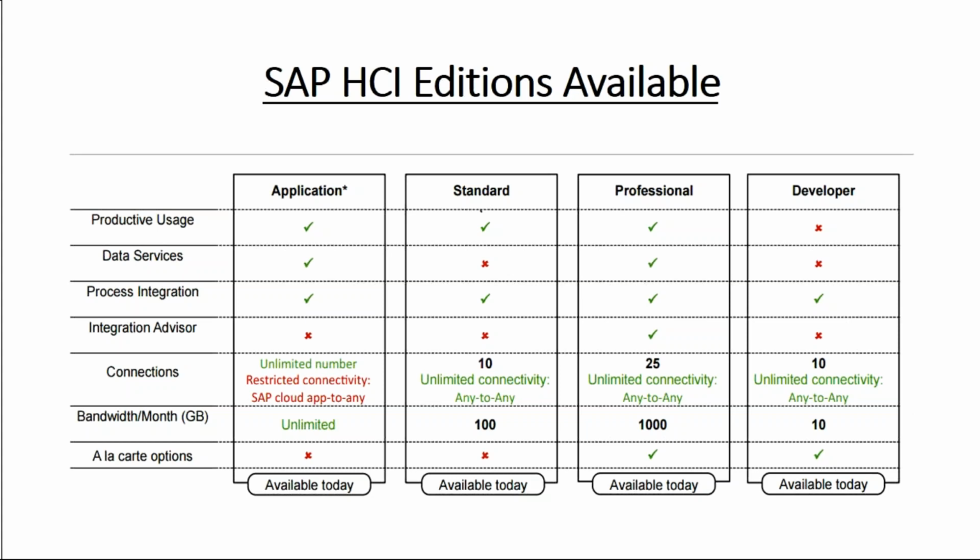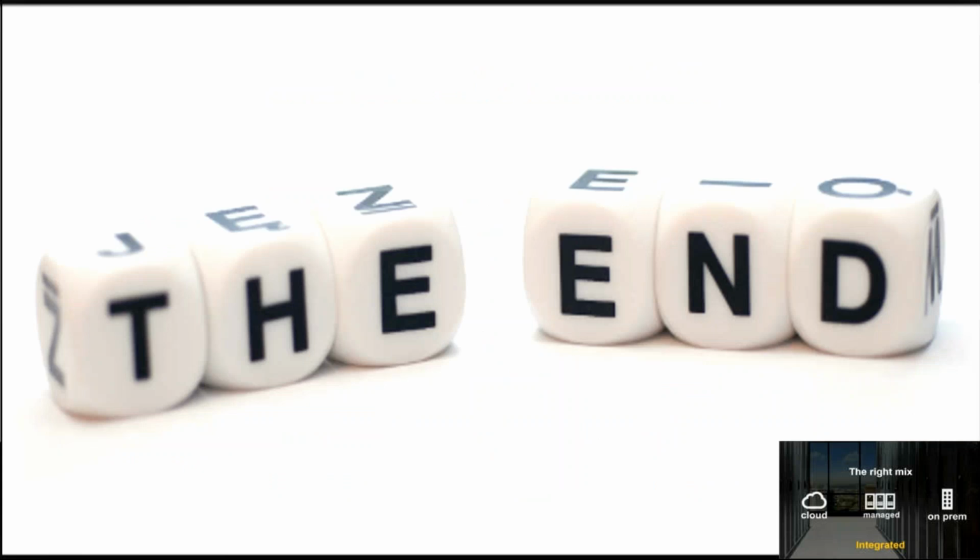A la carte option means the option of taking the services based on the requirement. In application edition it is not available. In professional, with a la carte, you can take whichever services you want based on your requirement. So that is one thing which you can get in your professional and developer edition. Based on whatever requirement you or your clients have, you can go for the edition.